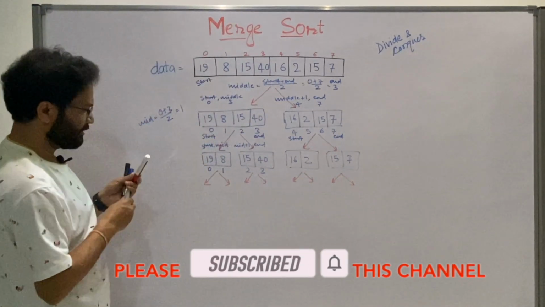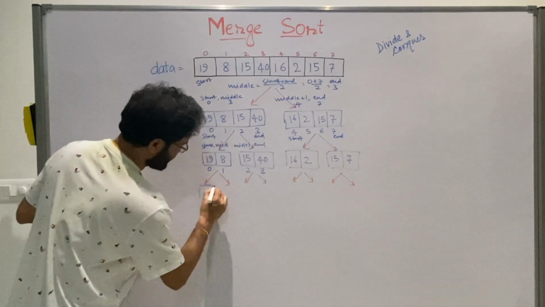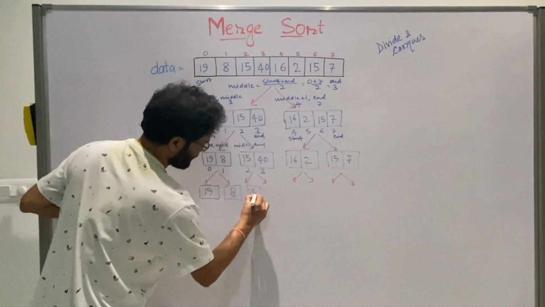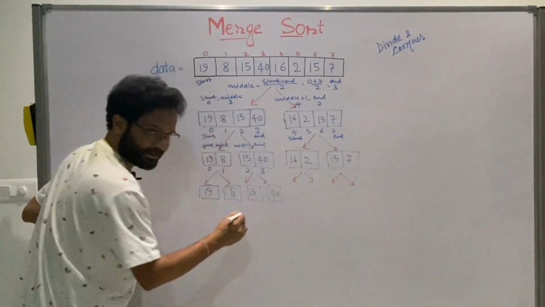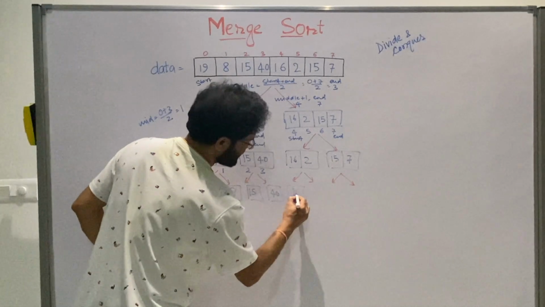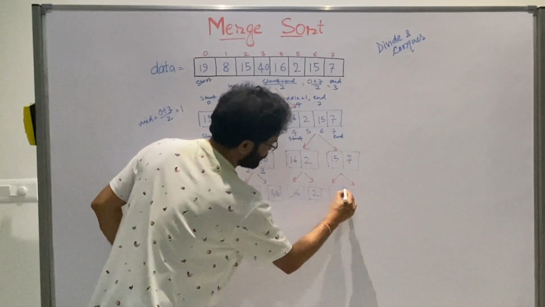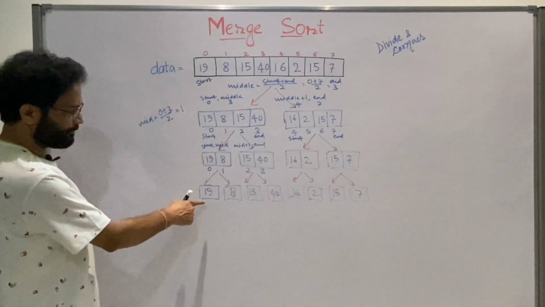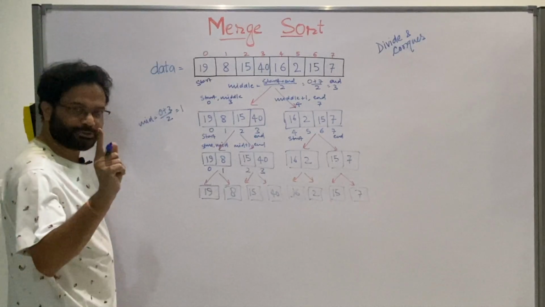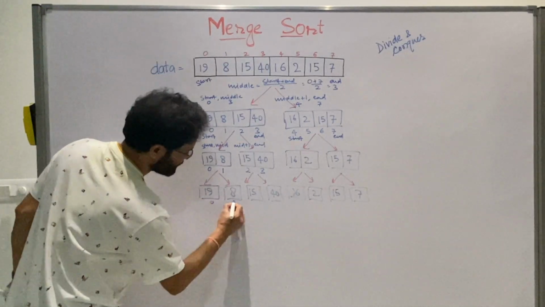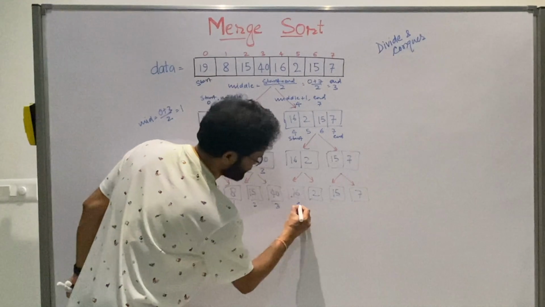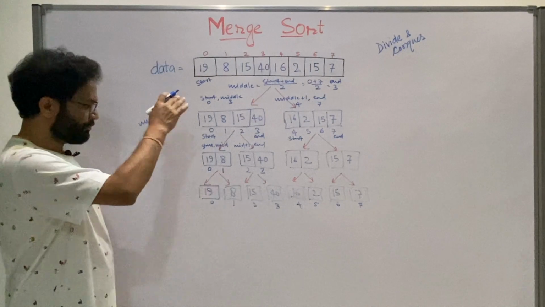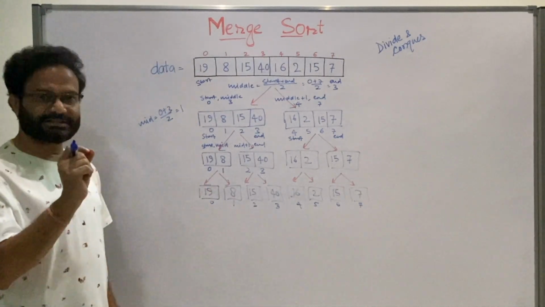If you see here, it will be divided until we make individual elements: 19, 8, 15, 40, then here 16, 2, 15 and 7. In this part, these are individual elements, right? This index is 0, this is 1, this is 2, this is 3, this is 4, this is 5, this is 6 and this is 7. So we have to come till each array is an individual element.